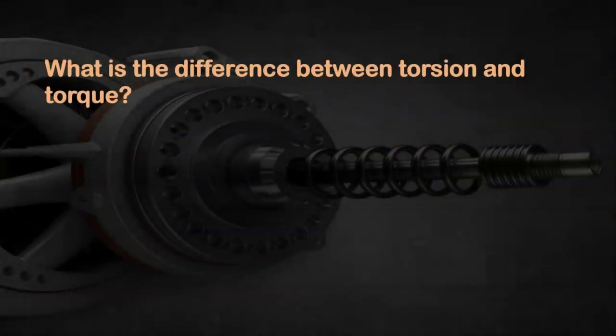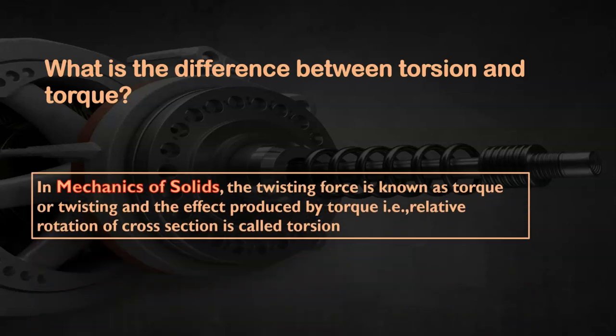So what's the difference between torsion and torque? In mechanics of solids, the twisting force is known as torque or twisting, and the effect produced by torque, that is, relative rotation of cross section, is called torsion.